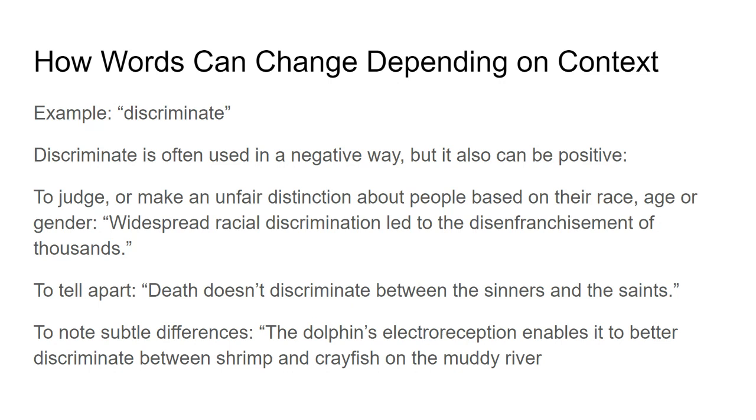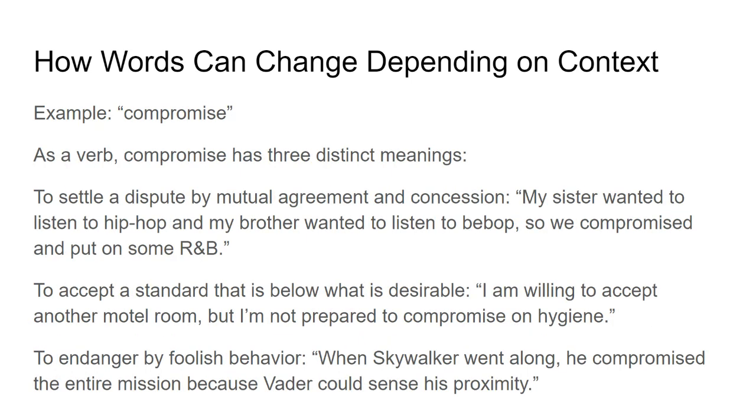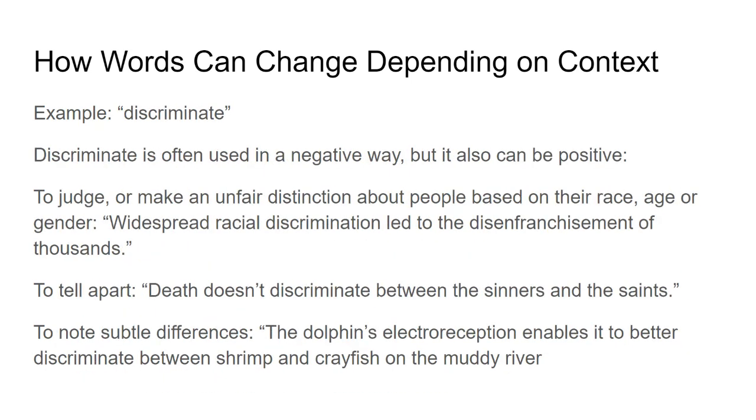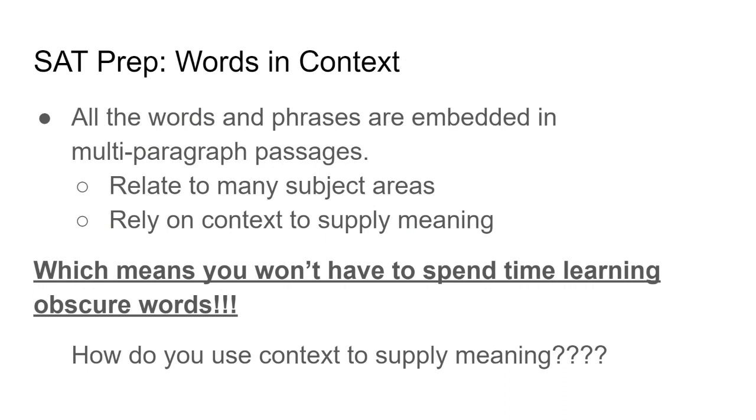The dolphin's electroreception enables it to better discriminate between shrimp and crayfish on the muddy river. You've seen from each of these three examples, discriminate, compromise, and restrain, that words can change in different contexts. And this is what the SAT does most often, is they will take a word and ask you to be able to decipher what the definition is by looking at it in the different contexts.